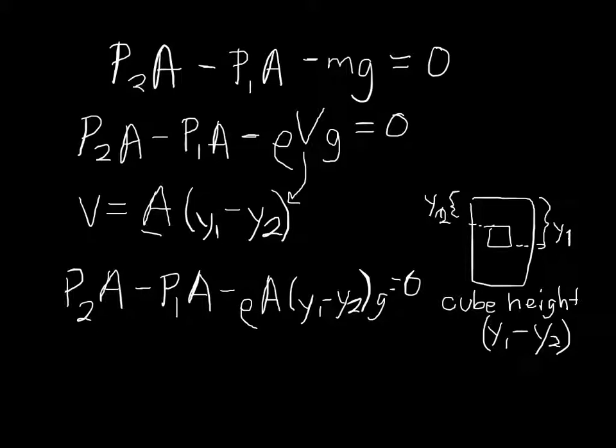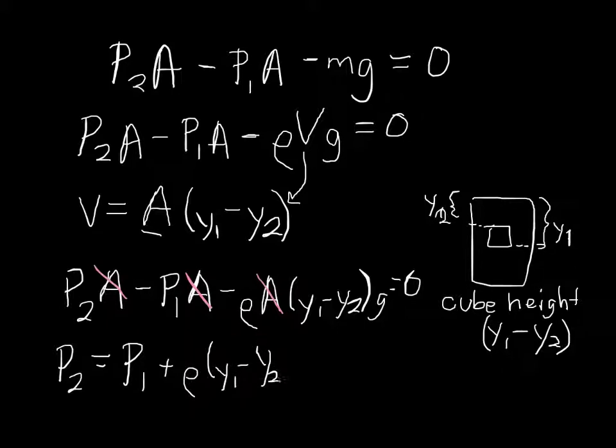What we can see here is that there's area in every single one of these equations, so the area cancels itself out. And we can solve this for pressure 2. It's going to be equal to pressure 1 plus density times y1 minus y2 times g. And if we think about what y2 minus y1 was, it was just the height. It was how far below our surface we were. To our final equation for pressure.